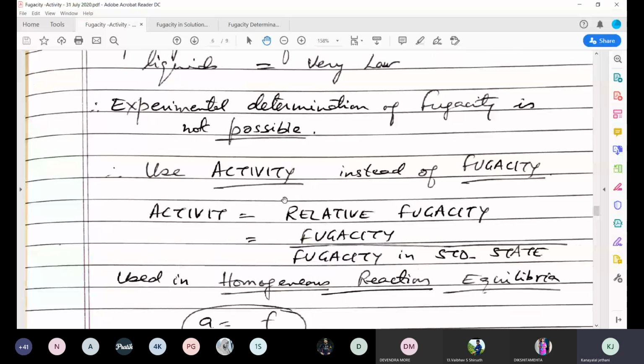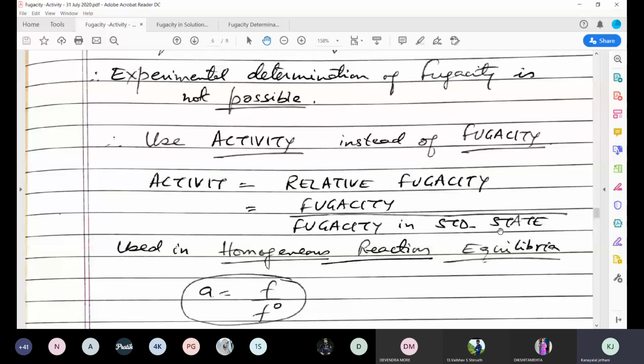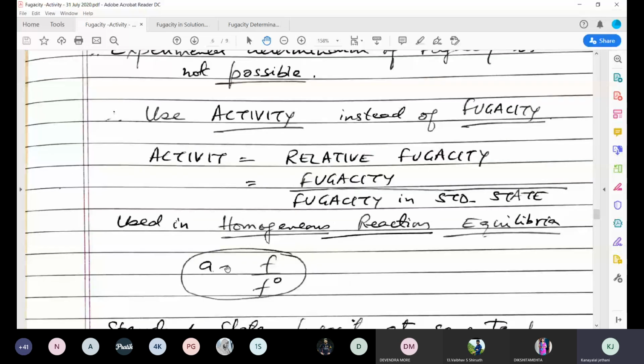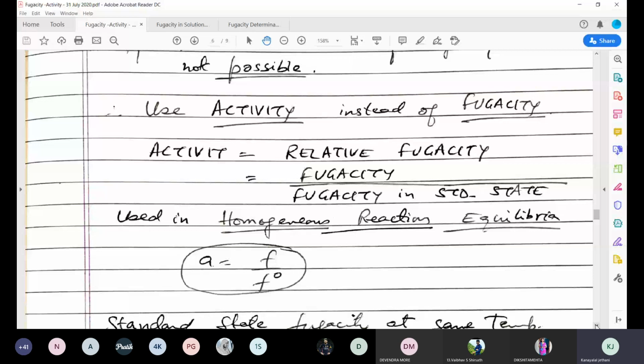And how is it defined? Activity is relative fugacity, or fugacity upon fugacity in standard state. So if you take fugacity at actual condition and fugacity in standard state, that is called activity. This is used for reaction equilibria, homogeneous reaction equilibria. We define A, activity, is equal to F, actual fugacity, upon fugacity in standard state, F0. This is the definition of activity. We'll see how it is used.